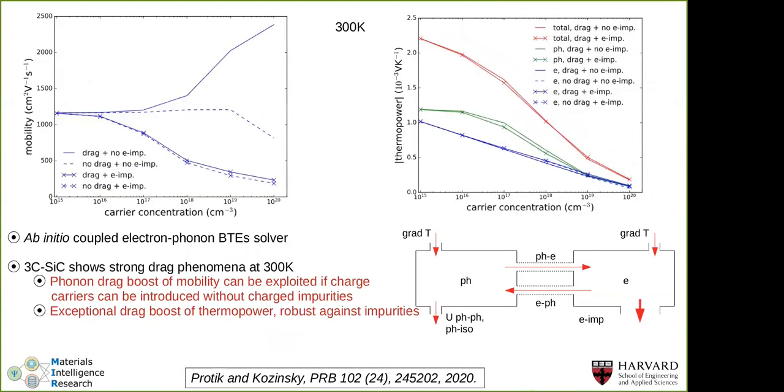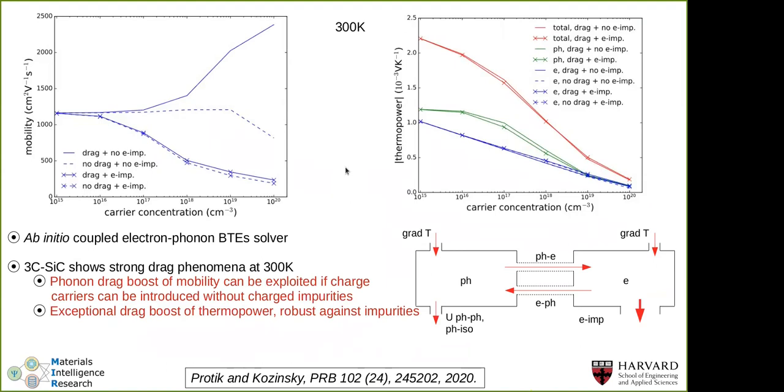So I'm going to quickly summarize. We developed here an ab initio coupled electron-phonon Boltzmann transport equation solver, and to my knowledge, this is the first of its kind. We applied this to cubic silicon carbide and showed that there is very strong drag enhancement of a couple of transport coefficients, even at 300 Kelvin.